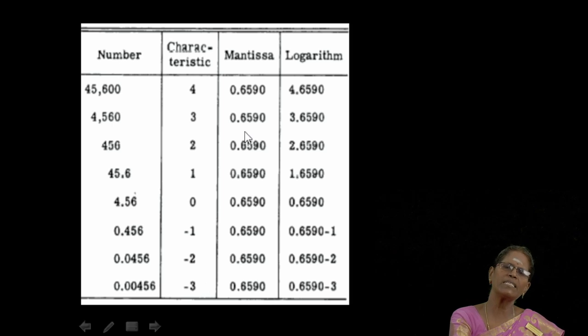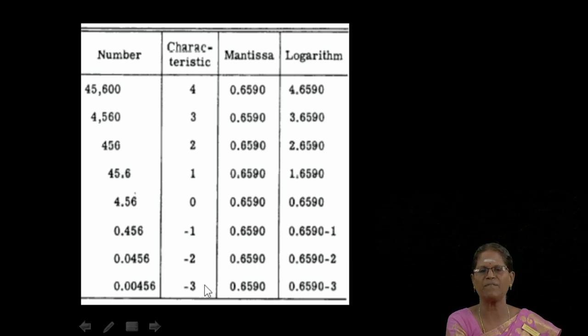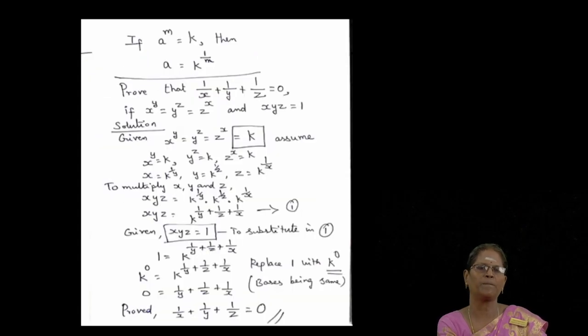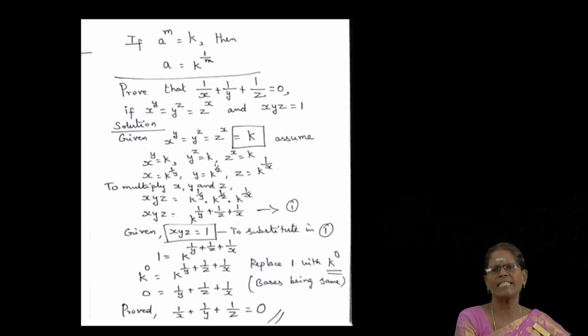Now, consider the mantissa. The mantissa is the same for all the numbers. So when finding the log value for the same number with any number of digits, only the characteristic will differ, but the mantissa will be the same. Consider the logarithm value: the mantissa is always positive, but the characteristic may be either negative or positive. So in this way, we have to find the log value with the help of the log table. In index, let us see one problem.